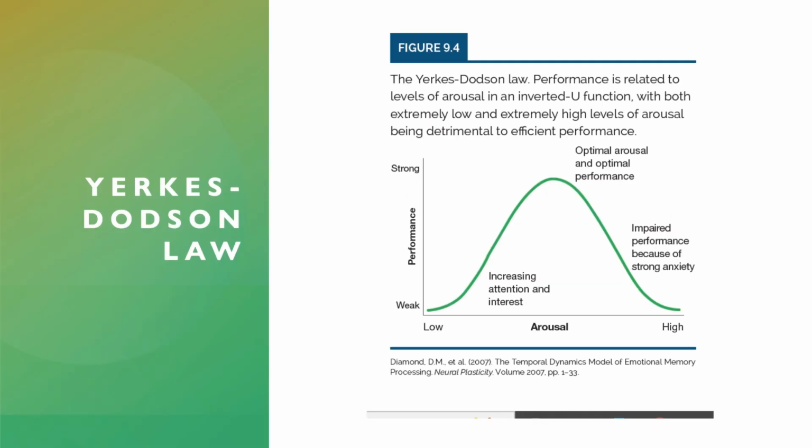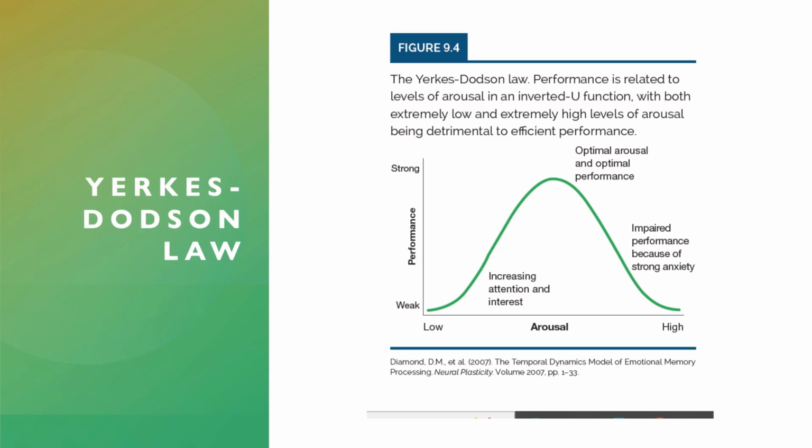Yerkes-Dodson Law theory explains the relationship between arousal and performance. It is illustrated by the inverted U function, which shows that performance improves as arousal levels increase, but only up to a certain point. Beyond that point, performance will decline.